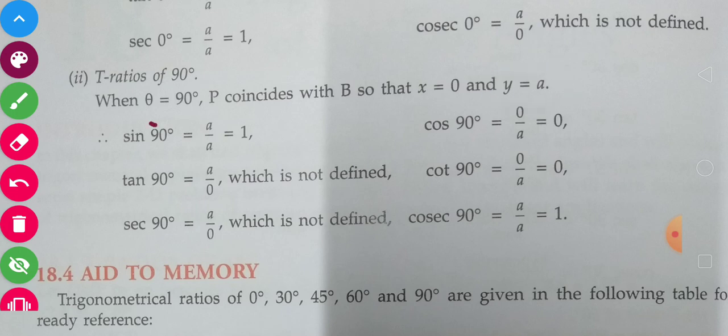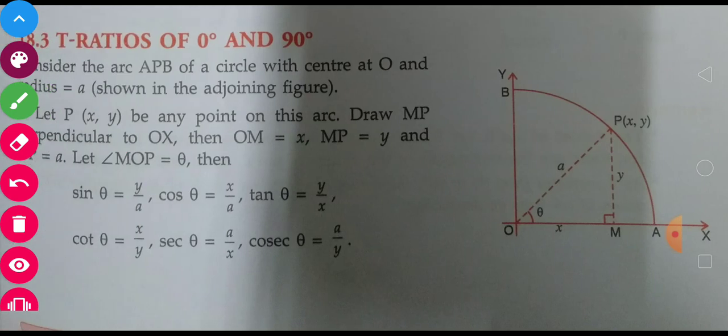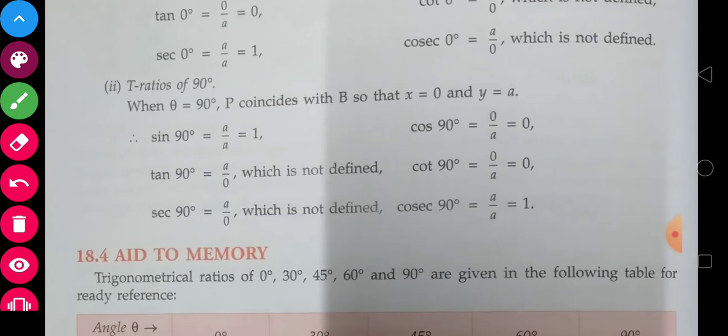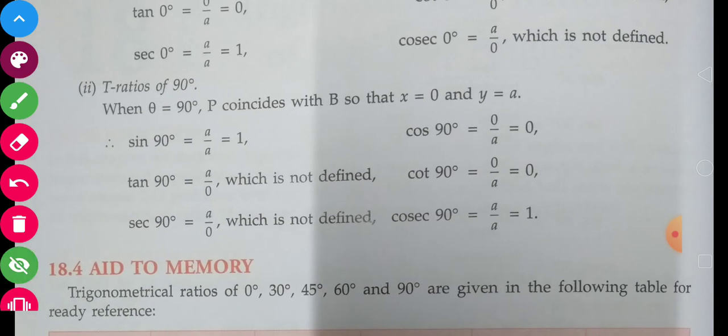So you get sine 90. What was sine theta? Sine theta was y by a. So what is the value of y? y has the value a. So you get a upon a, which is 1. Therefore sine 90 is 1.